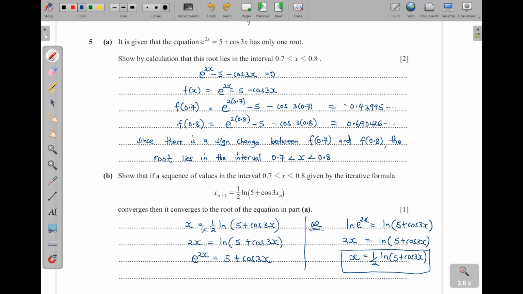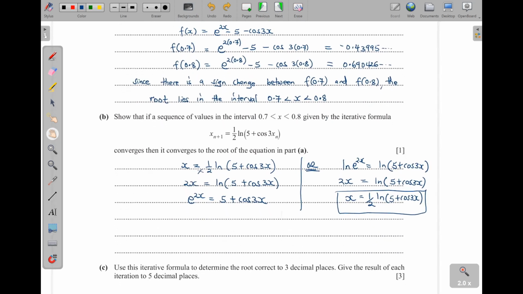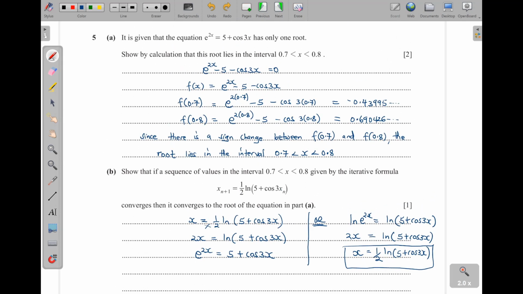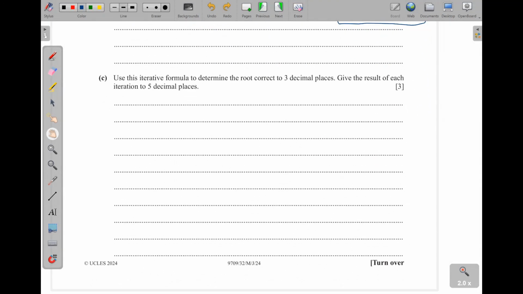N just represents the number of iterations that we are going to be dealing with. Then part C, use this iterative formula to determine the root correct to 3 decimal places. Give the result of each iteration to 5 decimal places. Since in part A, we saw that the root lies between 0.7 and 0.8, our initial approximation, we can get the average of the two. I always recommend that you let your initial approximation be the average of those two. But you can use your initial approximation as 0.7, you can use 0.8, whichever you want, okay?